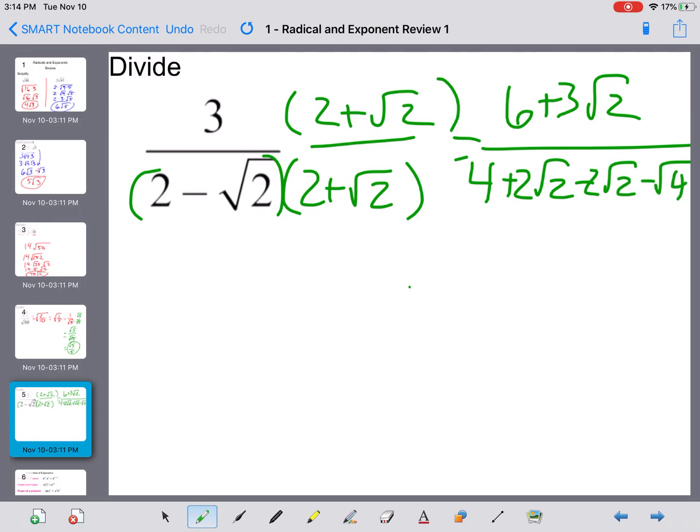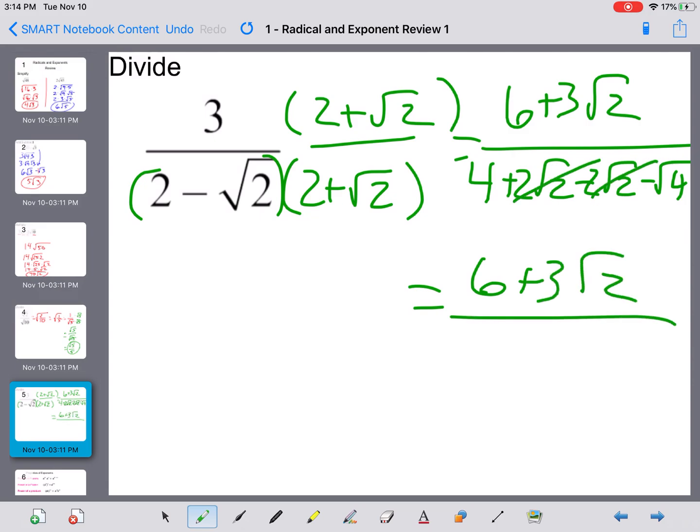And then from there, we can't do anything in the top. But in the bottom, these 2 are going to cancel out. And we're going to get 4 minus the square root of 4, which is 4 minus 2, which is just 2. And we can't do any simplifying there, so we would leave it like that since 6, 3, and 2 don't have any common factors between all 3.